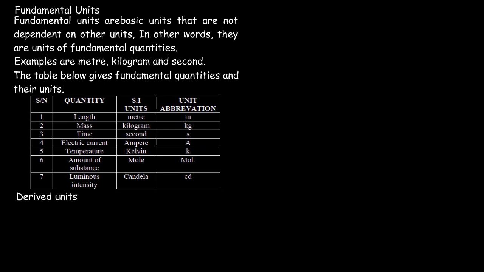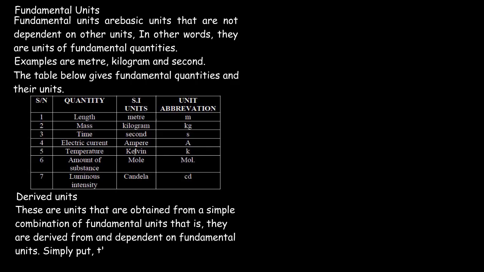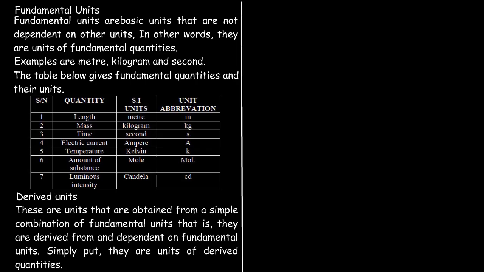Derived units. Now these are units that are obtained from a combination of fundamental units. That is, they are derived from and dependent on fundamental units. Simply put, they are units of derived quantities. Examples are area, volume, force, speed, density, etc. Now we'll be looking at how derived units are derived from fundamental units.